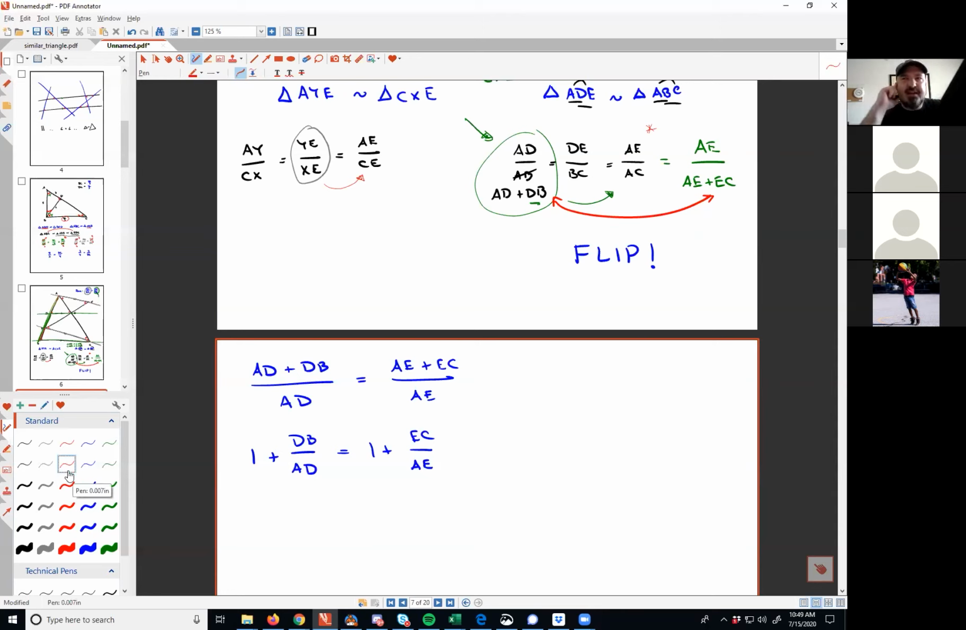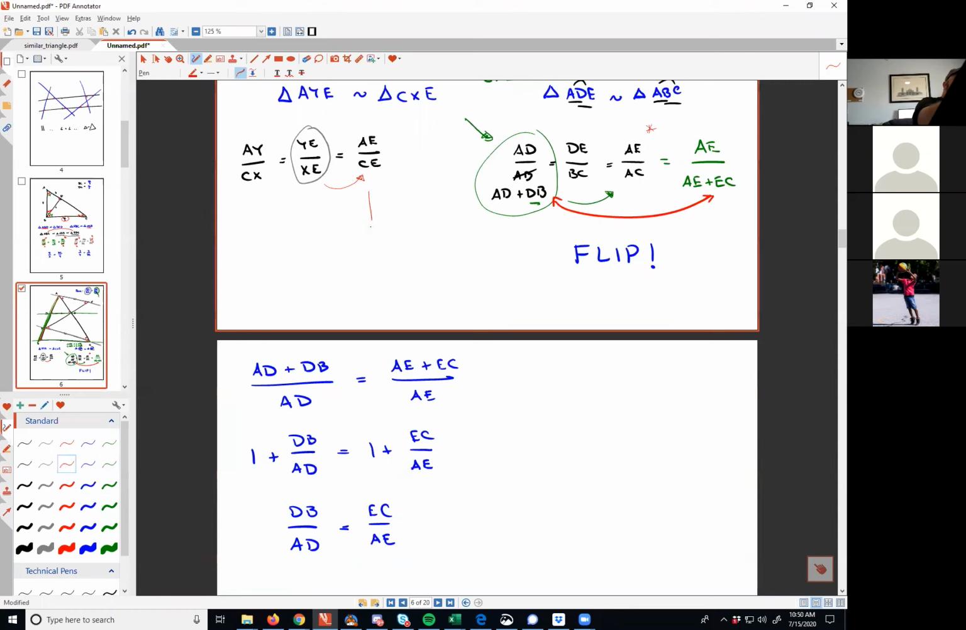Slow down for me, David. Say that again. We could put the lines on one side and then the ones on another. I think I understand what you're saying, but we could just subtract the ones away, right? Yeah, of course, you end up getting 0 is equal to EC over AE. Right, and this is exactly what we wanted to see.